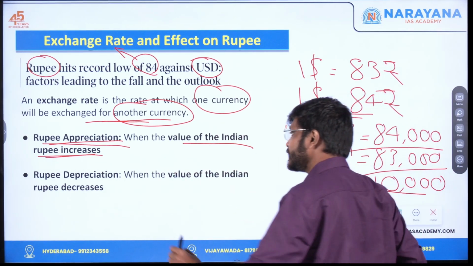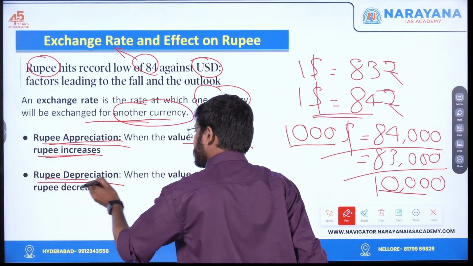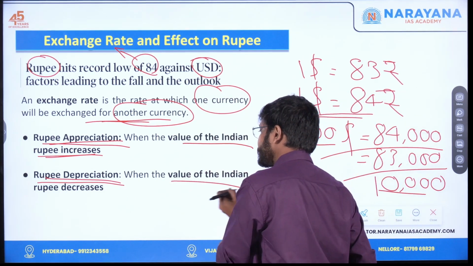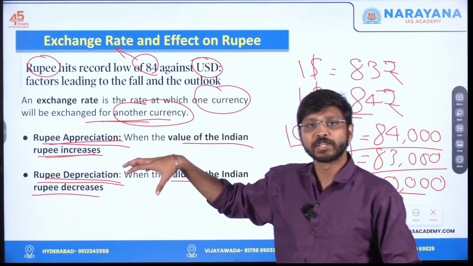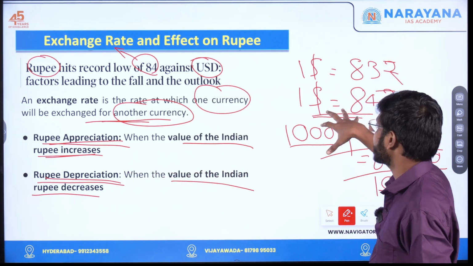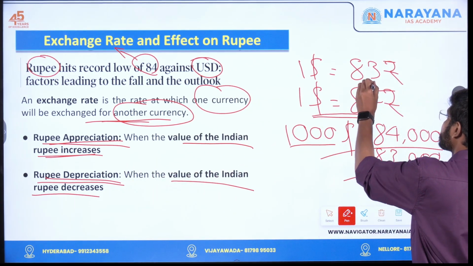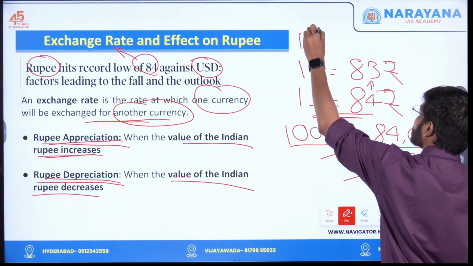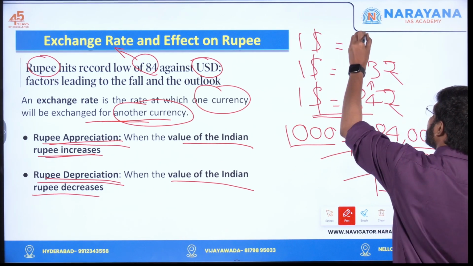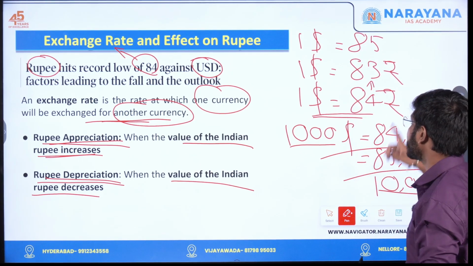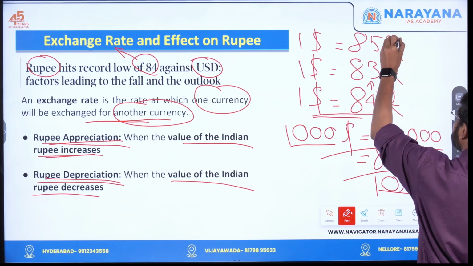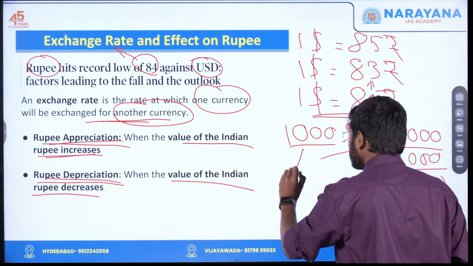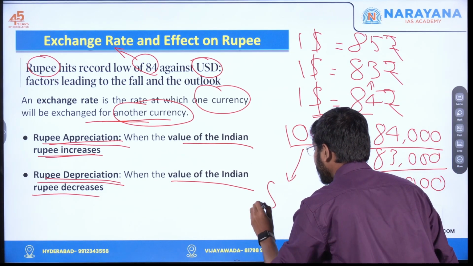Now let's see the other case, that is Indian rupee depreciating. That is, the value of Indian rupee decreases. Again, we'll take the other case. Now $1 is becoming 85 rupees. So now $1,000 will be 85,000 only.